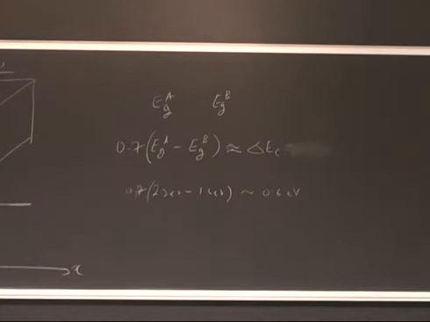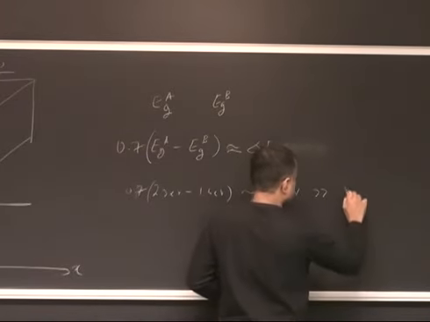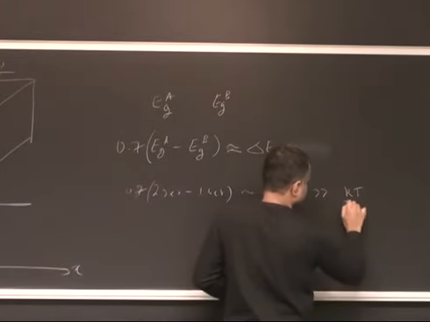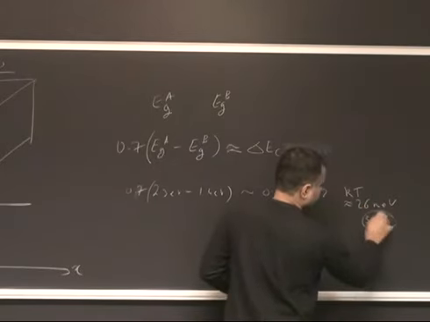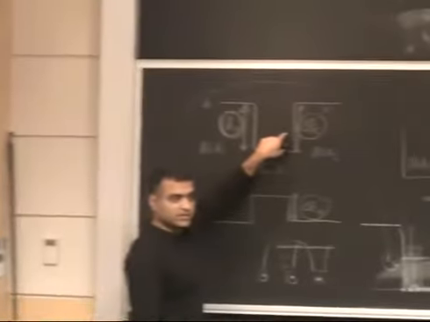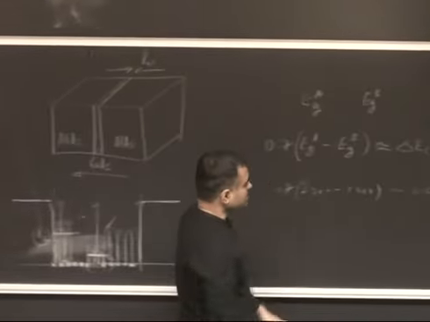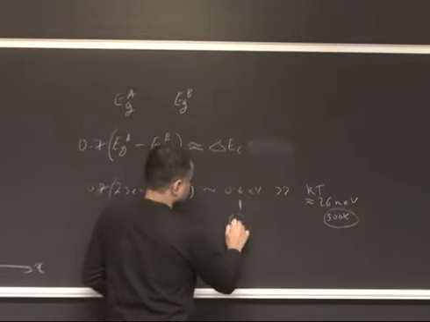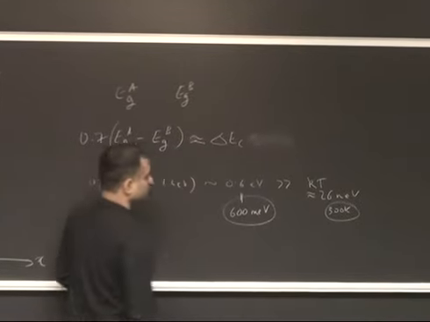You can see 0.6 eV is much larger than room temperature kT, which is 26 millielectron volts at 300 Kelvin. So if an electron gets into that well, it cannot thermally escape because of room temperature energy. Because this thing is 600 millielectron volts, and this is 26 millielectron volts.